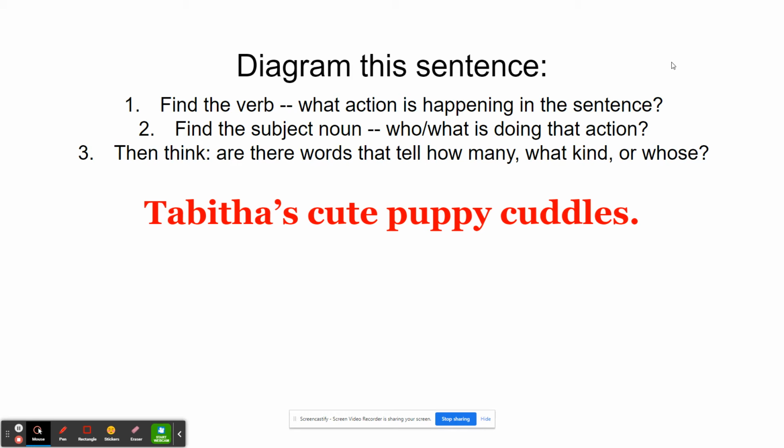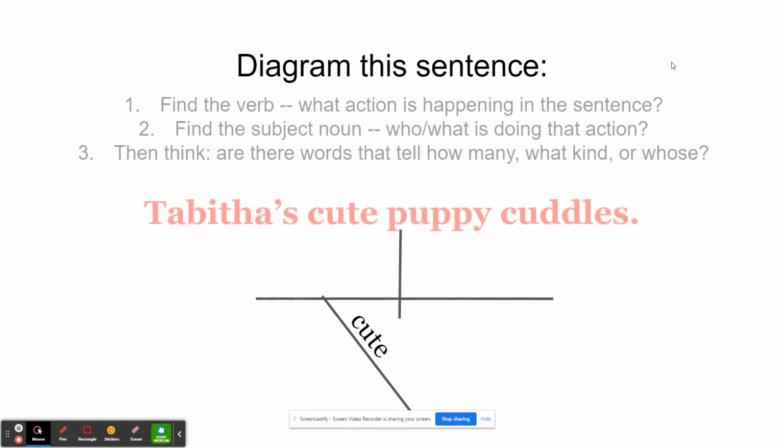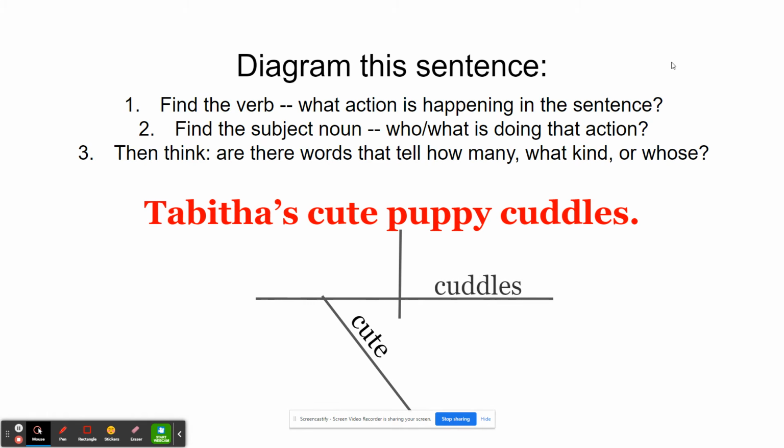Any words that tell us what kind of puppy? Aislinn, what kind of puppy? Cute. Where did you diagram cute? Under puppy, right? And then, whose puppy? Tabitha's. Where did you put Tabitha's? Under puppy, right?